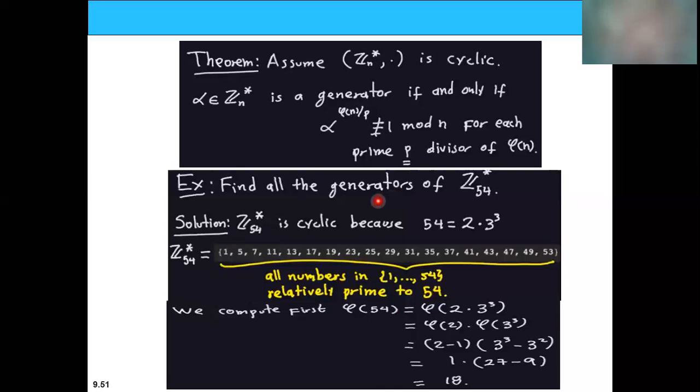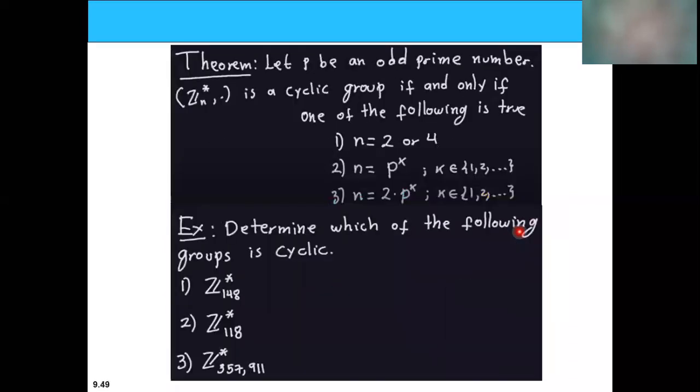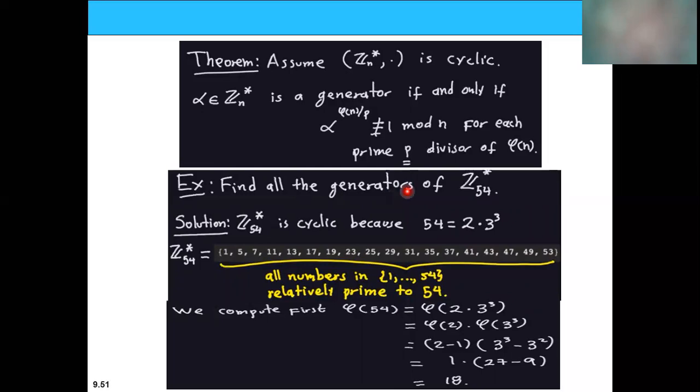Find all the generators of Z54 star. Z54 star is cyclic because 54 can be written as 2 into 3 to the power 3. From the previous case where we defined the result, 2 into p to the power k, this satisfies the third case. In that case, we can say Z54 star is cyclic.